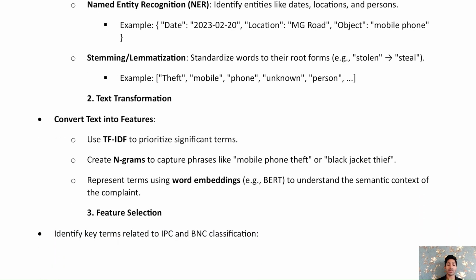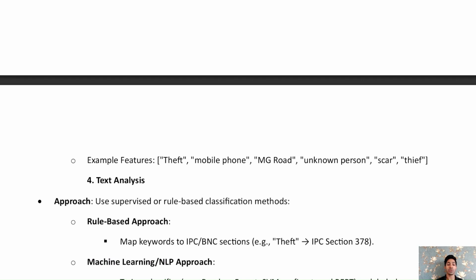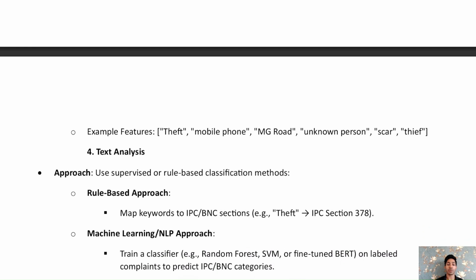And then we have the third step, which is feature selection. In this, we identify key terms related to IPC and BNS sections, which include example features: theft, phone, MG Road, unknown person, thief. And the fourth step is text analysis. We do this through supervised or rule-based classification methods. It involves approaches such as the rule-based approach, which states that we map keywords to IPC sections. For example, theft is mapped to IPC section 378.